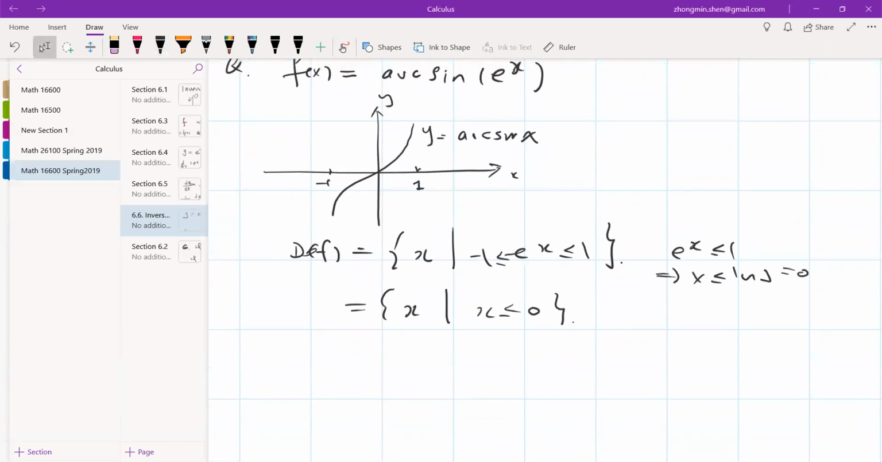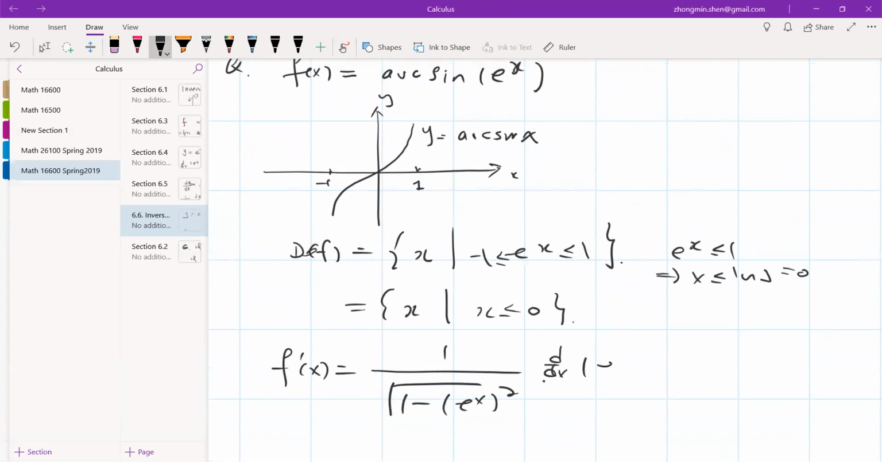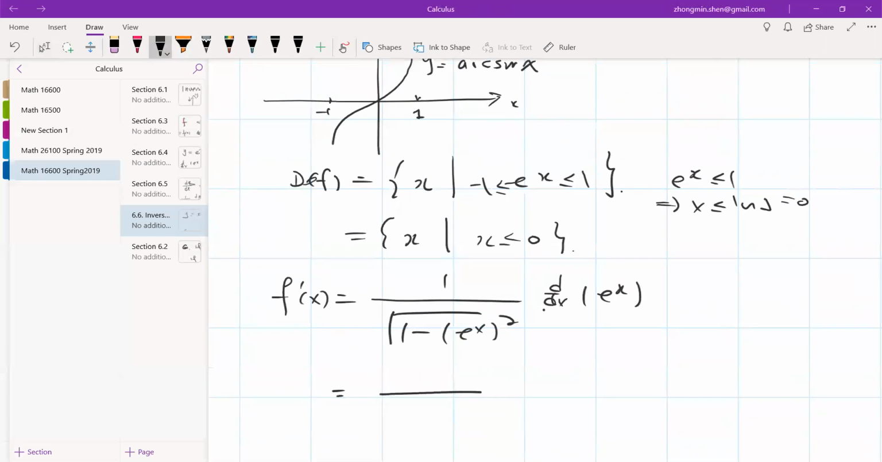So we find the derivative of the function. The derivative of arcsine is going to be 1 over the square root of 1 minus e to the x squared. Then you have to differentiate e to the x, which is the same. So that's why it's times e to the x.